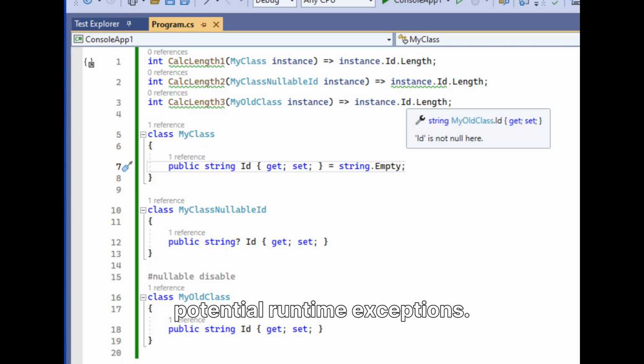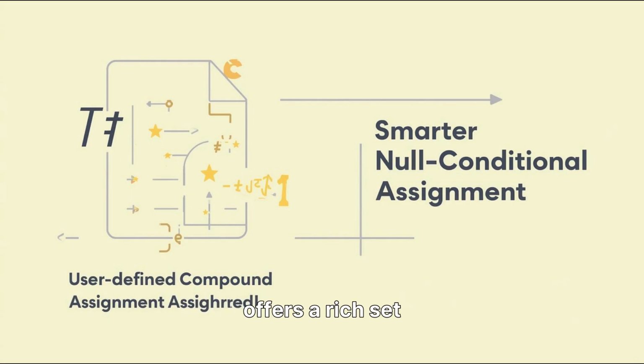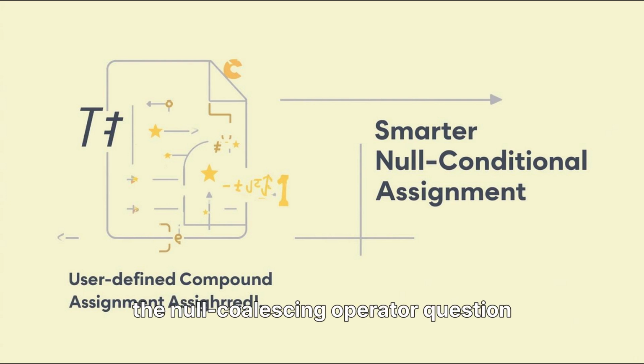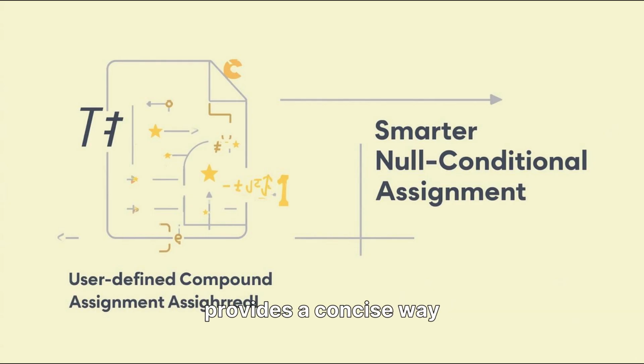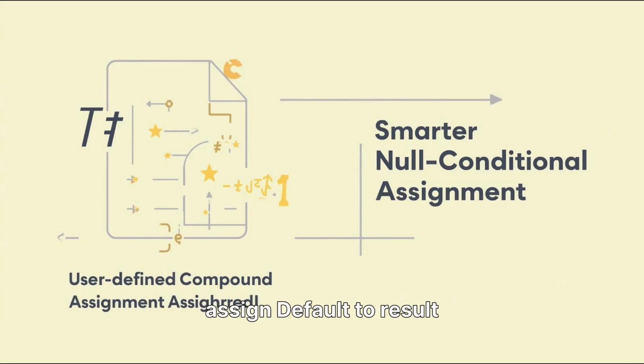prevent potential runtime exceptions. Beyond the null conditional (question mark dot) and null-forgiving (exclamation mark) operators, C# offers a rich set of other null-related features that contribute to comprehensive null safety. One such feature is the null coalescing operator (double question mark), which provides a concise way to define a default value for an expression if it evaluates to null. For example, string result = maybeNullString ?? default will assign default to result only if maybeNullString is null, offering a clean alternative to a ternary operator or an if statement for fallback assignments.